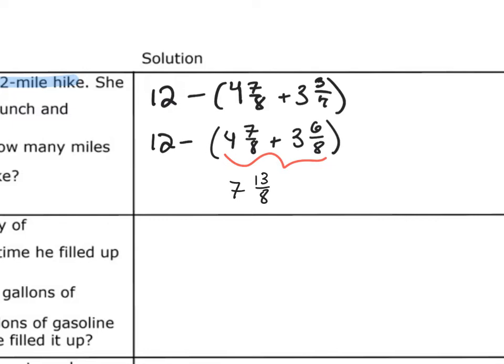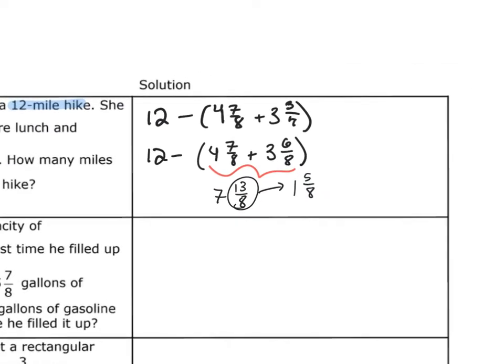Of course, 13/8 is improper. I could rewrite it as 1 5/8. So what I really have here, instead of 7 13/8, I really have 7 plus 1 5/8. So that's 8 5/8. And that's what I need to subtract from 12. So I need to do 12 minus 8 5/8.